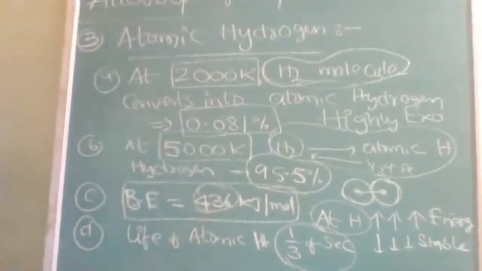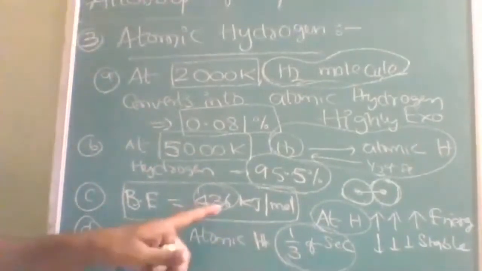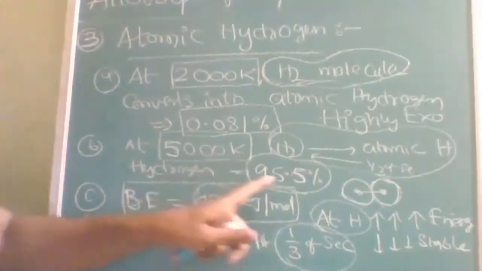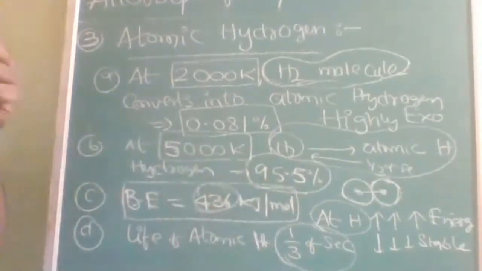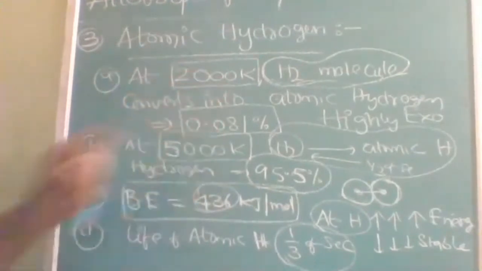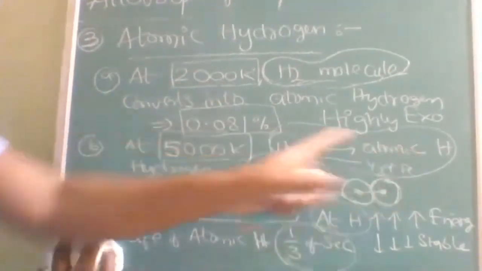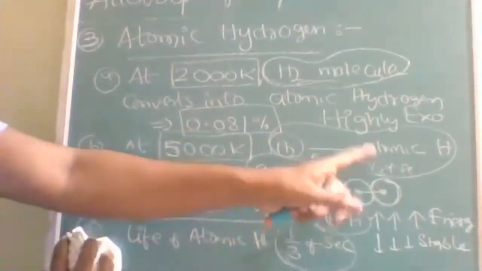So now I am writing some new points. Half life is 1/3 of a second. Bond energy 436. At 5000 the conversion percentage is only 95.5. At 2000 it is very little, 0.081, and atomic to molecular hydrogen is highly exothermic. These points you have noted. If not noted, you can note them afterwards.